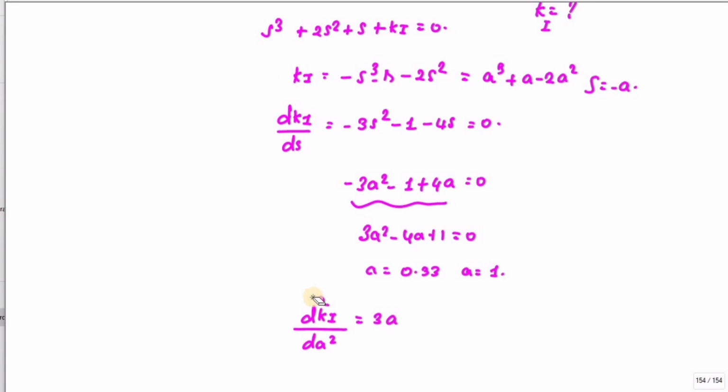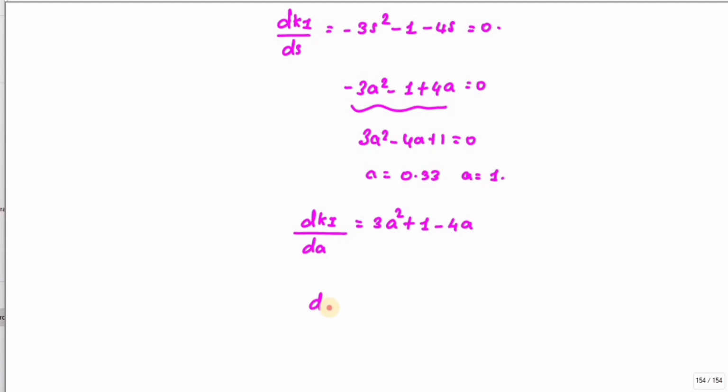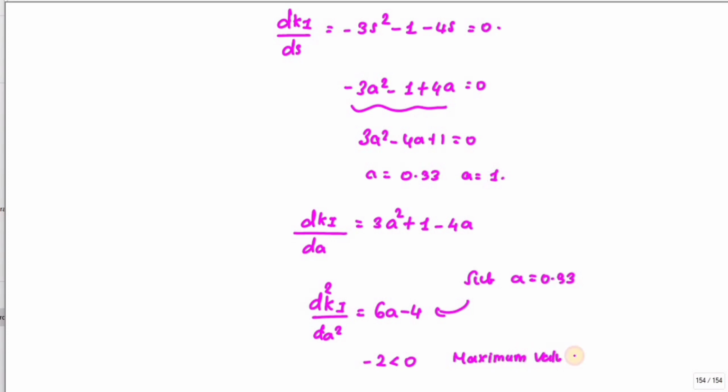So I need to find the maximum value. Before that, if I substitute directly in the above equation, dKi by da is equal to minus 3a square plus 1 minus 4a. If I again differentiate this, I will get 6a minus 4. Now I am going to substitute the a value is equal to 0.33. So I am getting minus 2, so it is less than 0. Therefore, a is equal to 0.33 is my maximum value.